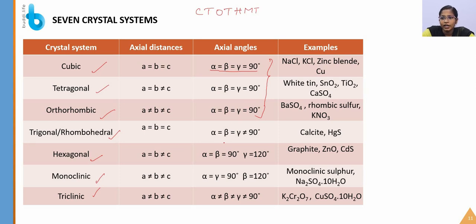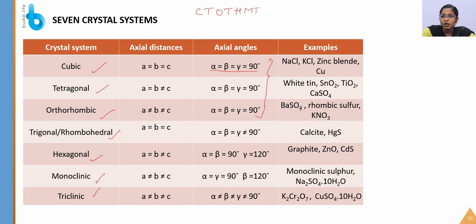And next in case of trigonal, alpha equals beta equals gamma but not equal to 90 degrees. And next one is the hexagonal: alpha equals beta equals 90 degrees and gamma equals 120 degrees. And in monoclinic, alpha and gamma are 90 degrees whereas beta is 120 degrees. Whereas in triclinic, alpha, beta, gamma are not equal to 90 degrees. So none of the angles are equal to 90 degrees.